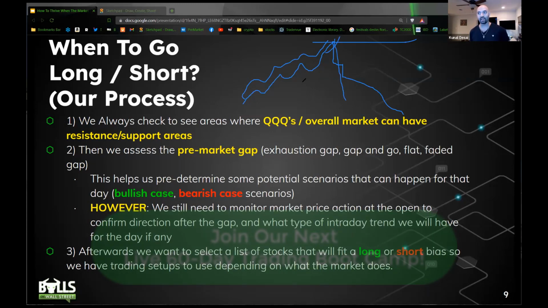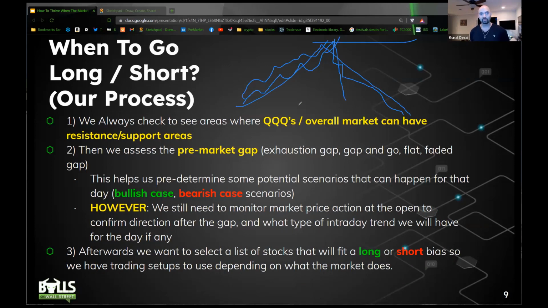Remember, in a bear market, spikes get faded, not dips get bought. It's the same thing, just in reverse. So you want to check where your overall levels are in the QQQs. You also want to see what was happening the previous day. What's the high of the day, low of the day, and any major support and resistance levels.